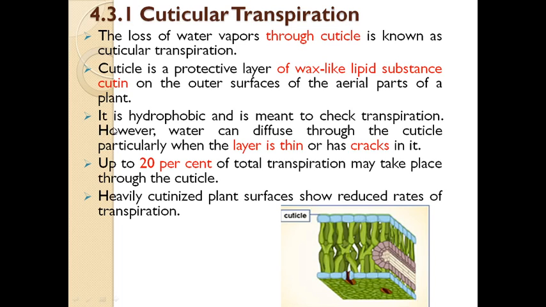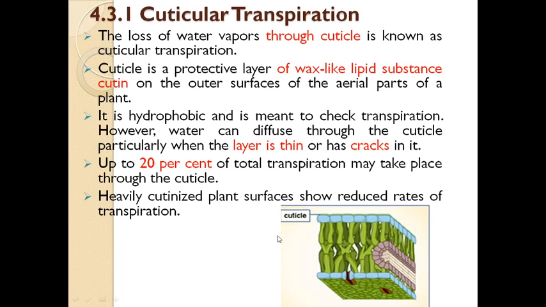See, this waxy cuticle is hydrophobic and it serves to check transpiration. However, water can diffuse through the cuticle, particularly when the layer is very thin or has cracks in it. Then through that thin layer and those cracks, water gets evaporated. Up to 20% of the total transpiration may take place through the cuticle. And a heavily cutinized plant surface shows a reduced rate of transpiration.